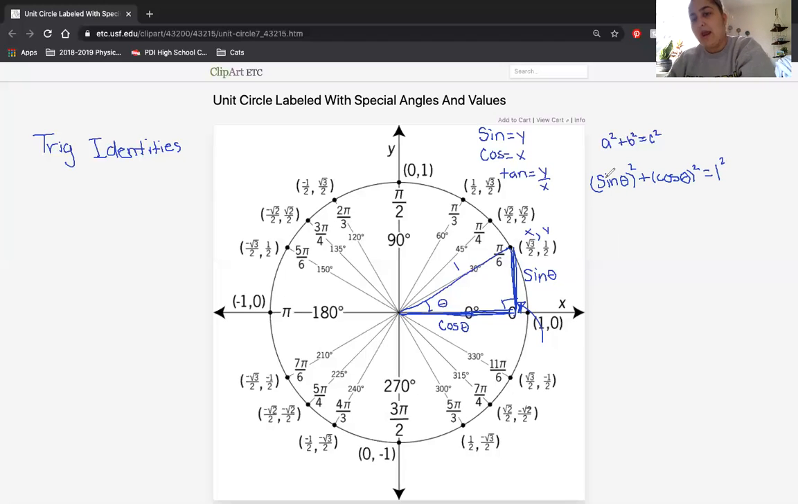So when we square the function sine of theta, it doesn't become sine theta squared. That would be saying square the angle and then take the sine of it. How we write it is sine squared theta plus cosine squared theta equals 1. So this is our first trig identity, right? This holds true no matter what.